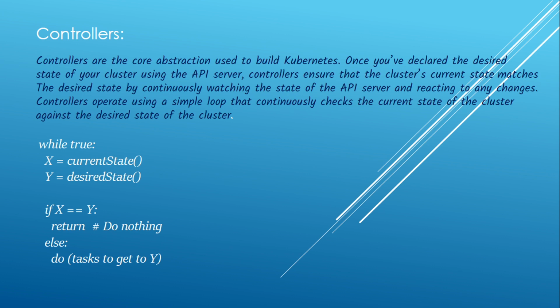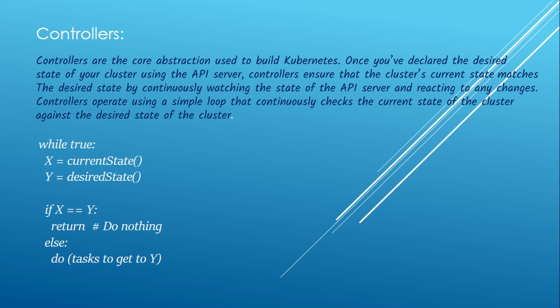That means when the controller finds these states, when it is comparing current state to the desired state, it should not be in not-equal mode. That means it should always be equal. Current state should be equal to running and the desired state should be running. So then only our applications would run safely without any issues.